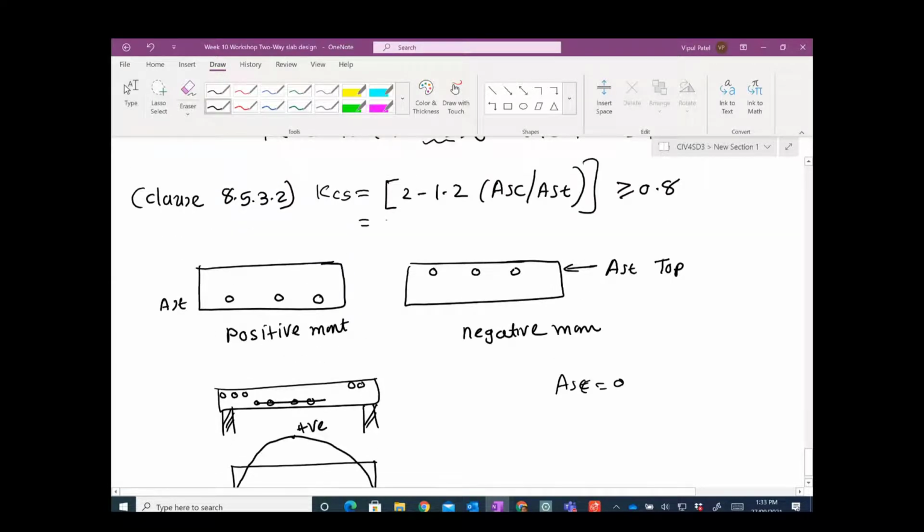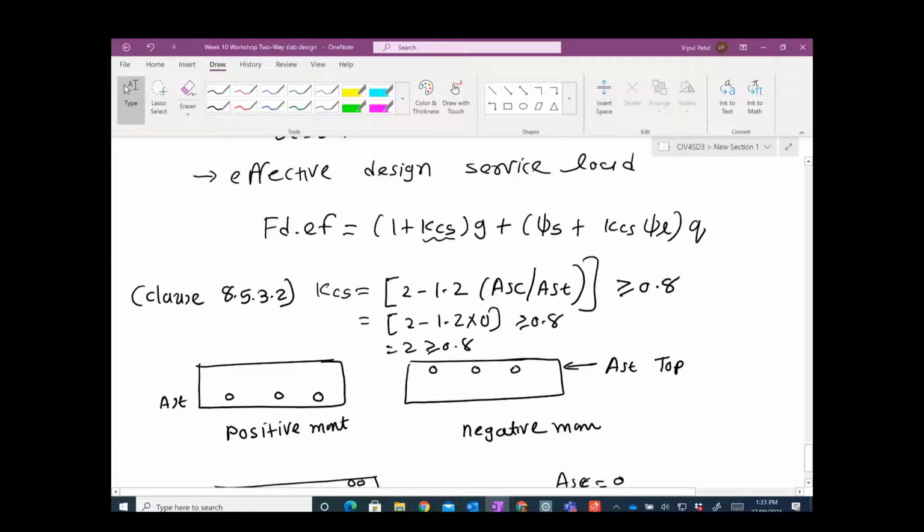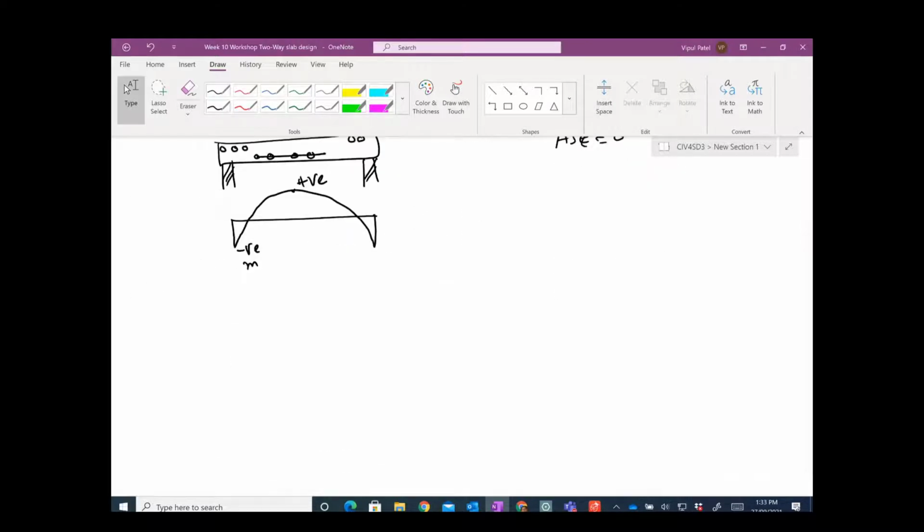We don't provide the compression reinforcement, so 2 take away 1.2 times 0 is greater than or equal to 0. So the KCS value is 2, and we need to calculate this value. For that we need to use the trial slab depth, because this G is the dead load, right? So for that case, we need to calculate the dead load.